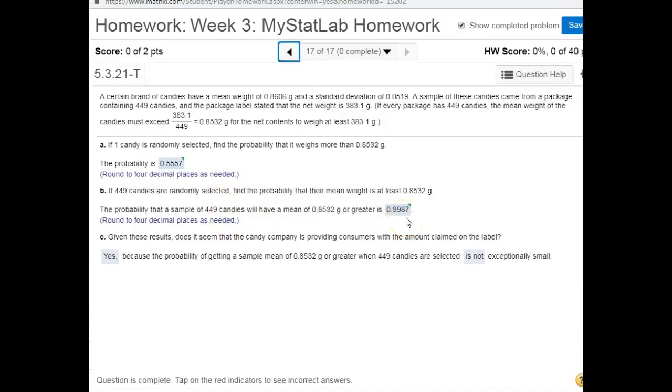for our quality controls. And so with that large of a probability, it does seem that the candy company is providing consumers with accurate amounts that they are claiming on their label, because out of a random sample, over 99% of the packages they're selling would meet what they're printing on the package, over 99%.